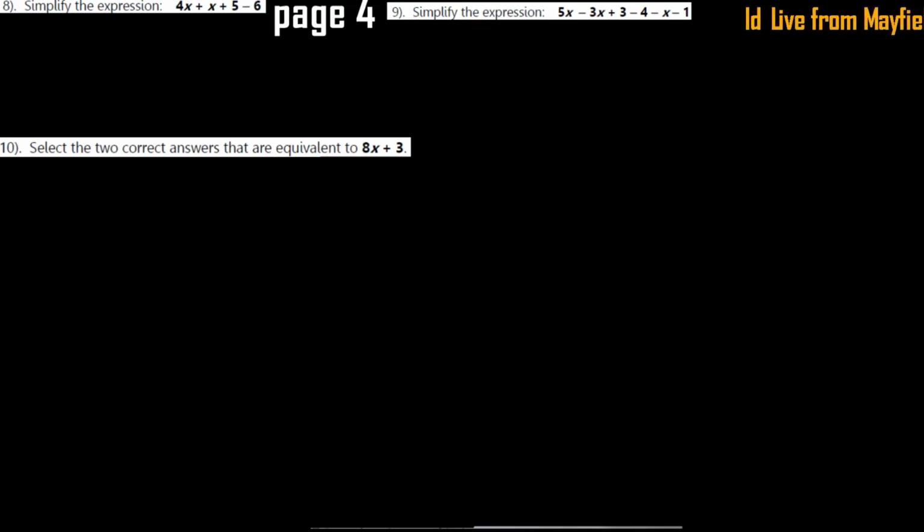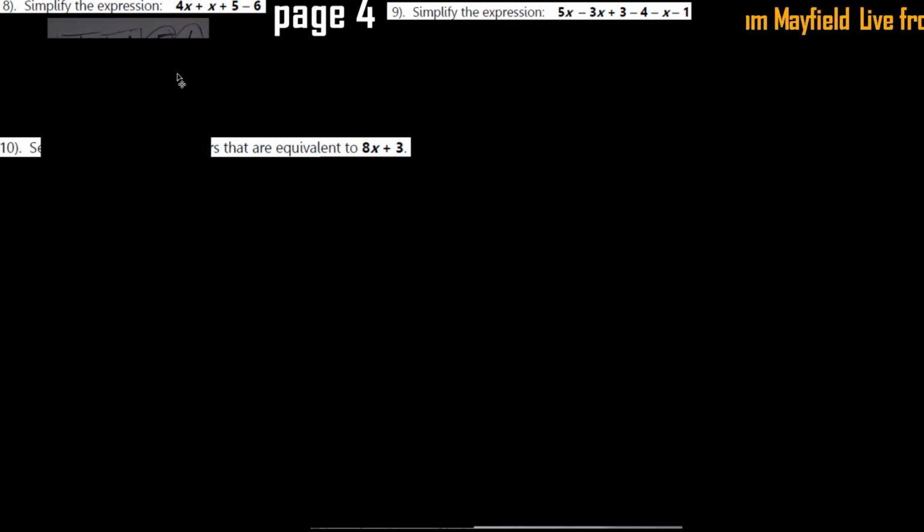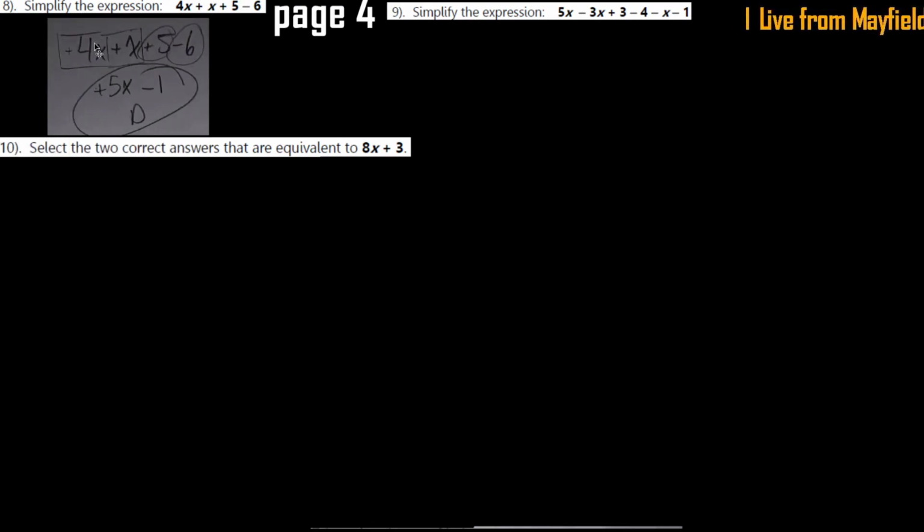All right, so now, moving on, last couple problems in here. We're going to simplify the expression 4x plus x plus 5 minus 6. And so, again, you want to make sure you combine those like terms. So I boxed in my variables, and I circled my constants. So I have 5x minus 1, which is that answer choice D.